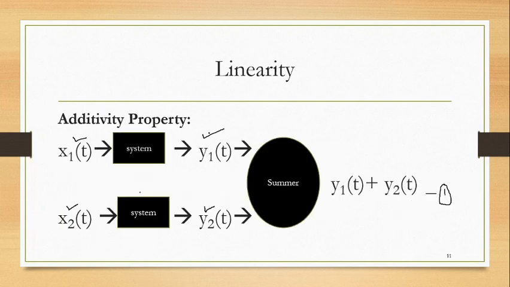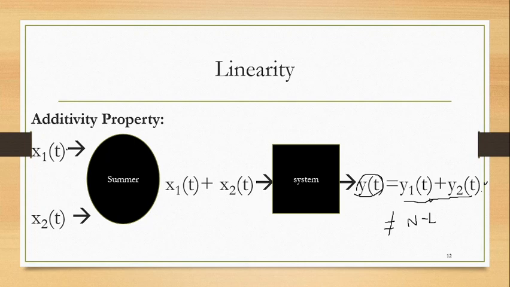So what we have done to check the additivity property: I passed x1 of t to the system, got y1 of t, passed x2 of t to the system, got y2 of t. I add them, get y1 of t plus y2 of t. This is my step 1. And in step 2, I add the input signals before passing them to the system. So I add them in the summer, then I pass the result to the system.